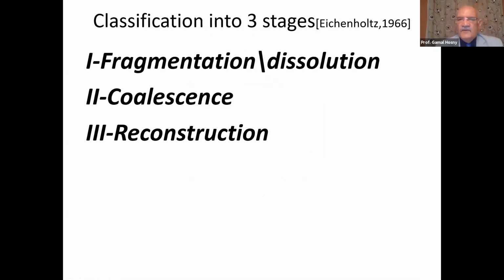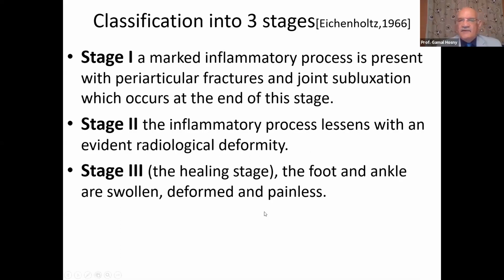Classification. The most prevalent or widely accepted classification is an old one, with 3 stages. In the first stage, we have inflammation, fragmentation, and dissolution. The second stage is coalescence. The third stage is reconstruction. In stage 1, a marked inflammatory process is present with periarticular fractures and joint subluxation, which occur at the end of this stage. Stage 2, the inflammatory process lessens with an evident radiological deformity. Stage 3 is a healing stage; the foot and ankle are swollen, deformed, and painless.